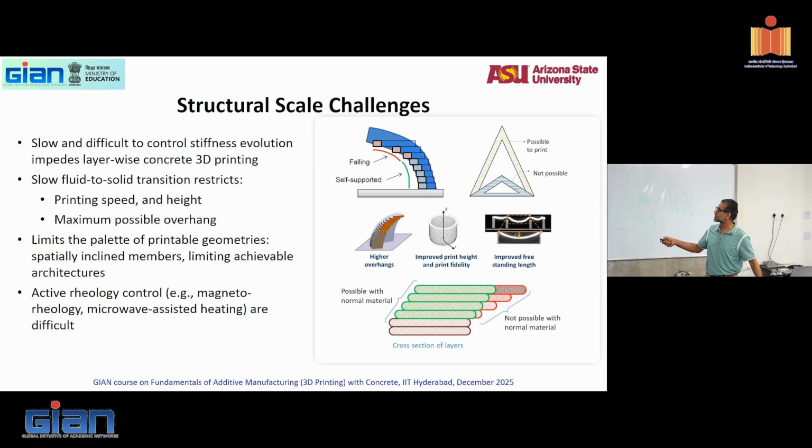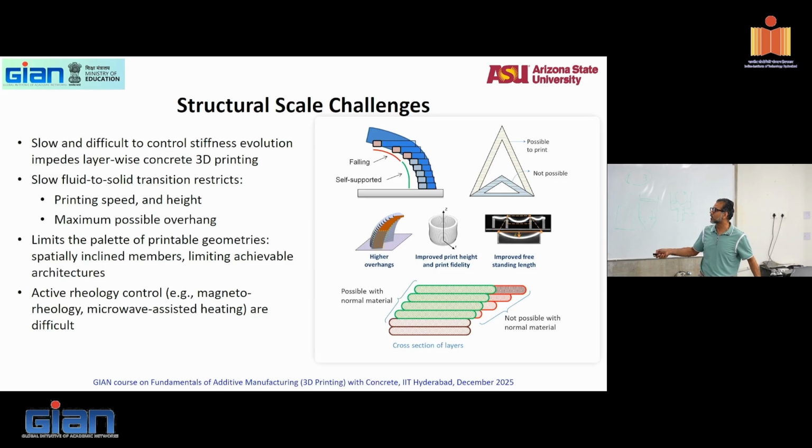Slow and difficult to control stiffness evolution impedes layer-wise concrete printing. So what is important in buildability is actually stiffness development, right? And that's why I told you yesterday that yes, yield stress is important. And I actually showed you now why increasing yield stress indefinitely may be difficult with respect to layer heights as well. You have to go to really, really small heights otherwise. So stiffness calculation becomes a much better way of doing it. Slow fluid to solid transition restricts printing speed and height and maximum possible overhang and limits the printable geometries.